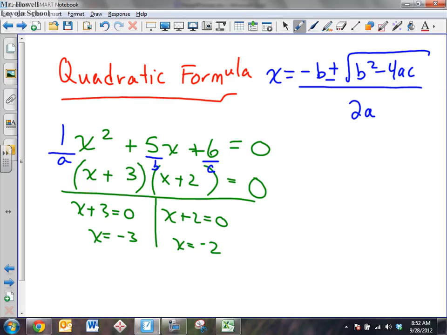Now, it looks very complicated. It is not complicated. Okay? It looks very complex. But A, B, and C are just numerical values. They're just numbers. And those numbers are right here in the equation.